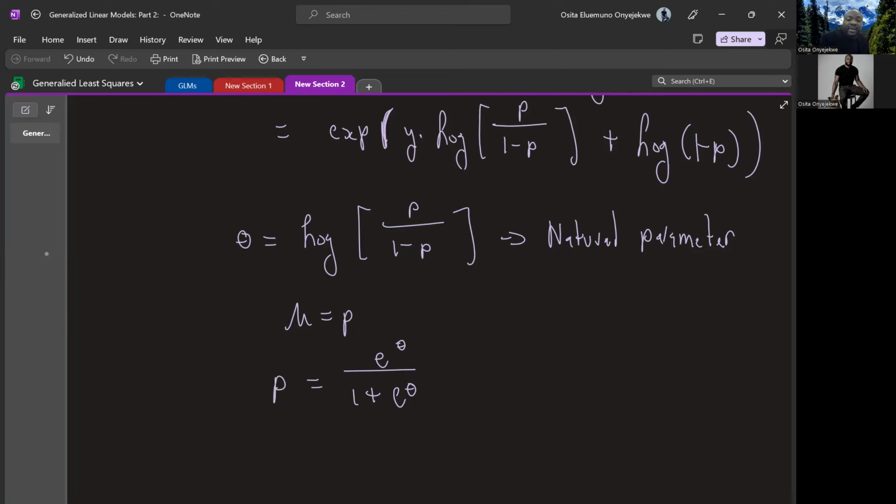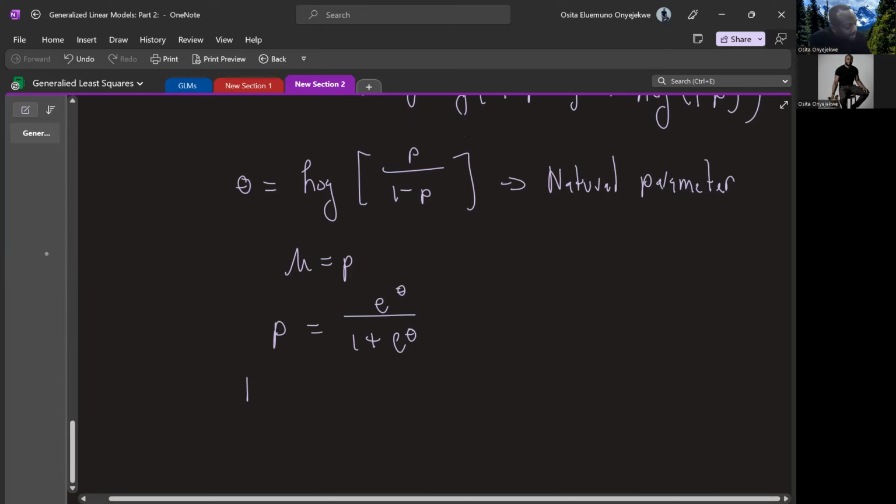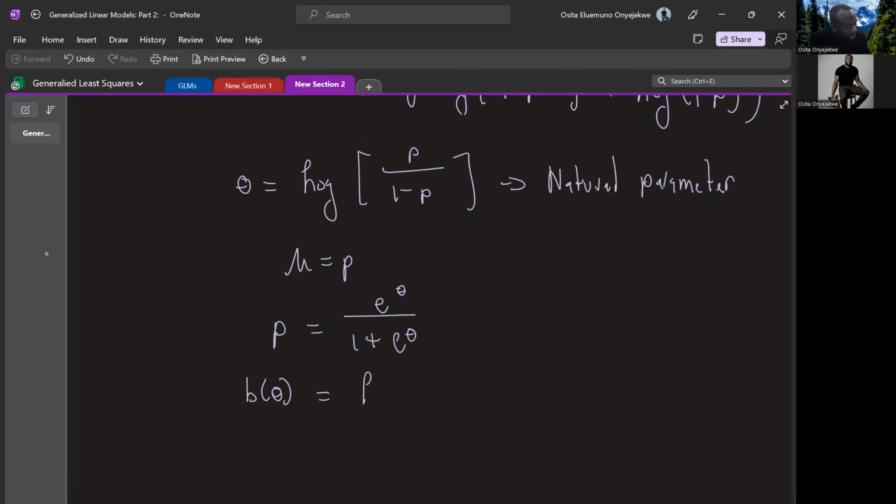Now, if this is the case, we can go ahead and say that b of theta is going to equal the log of 1 minus p, and this is actually going to equal negative log of 1 plus e to the theta.